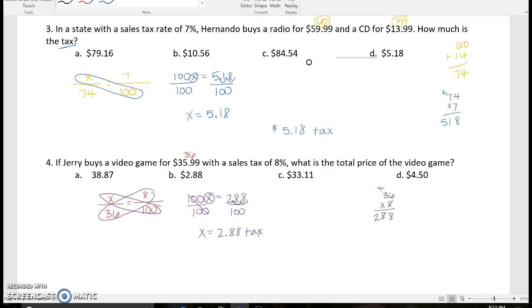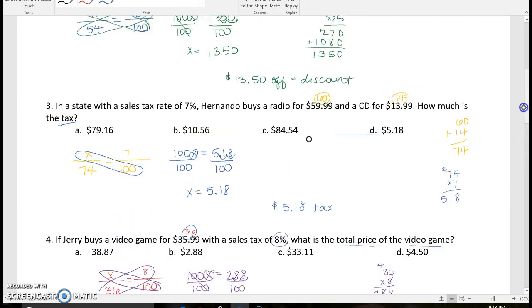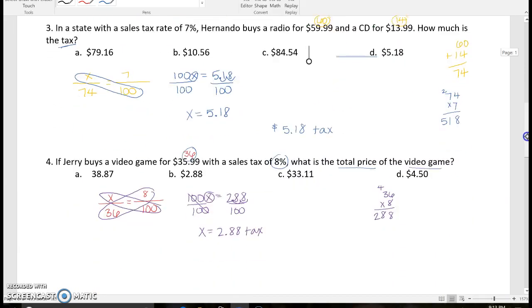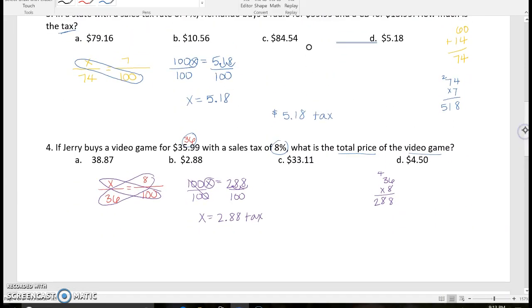Okay, so I got that tax was $2.88, but it says what is the total price of the video game? So when I buy a video game, I also have to pay tax, okay? So I have to pay that in addition to the price of the video game. So up top on our T-chart, we said tax is something that you add. So I need to add my tax to my amount. So I added it to my original amount and I got A.